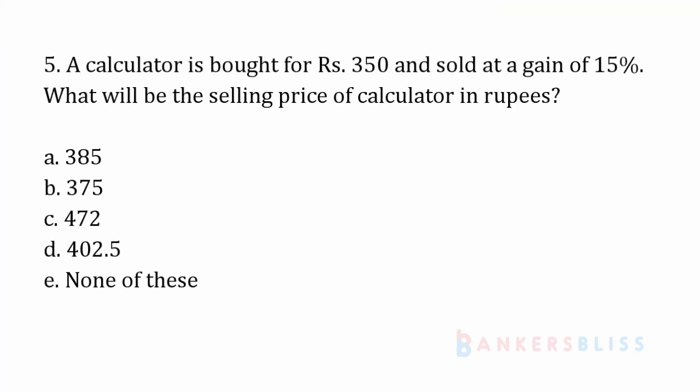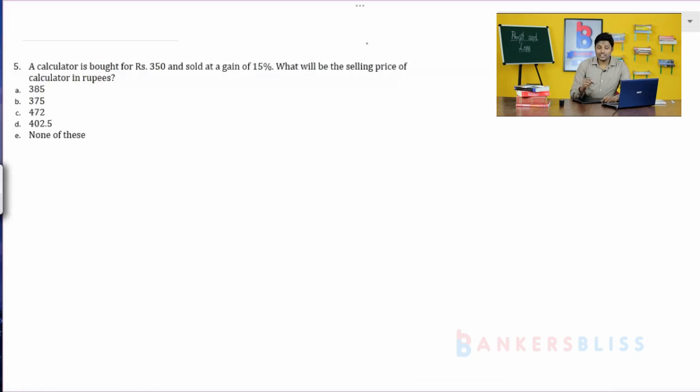Problem number 5. A calculator is bought for rupees 350 and sold at a gain of 15%. What will be the selling price? So they have given the percentage of profit. Profit percentage is 15%, which is always calculated on cost price, and they have mentioned the cost price as 350.